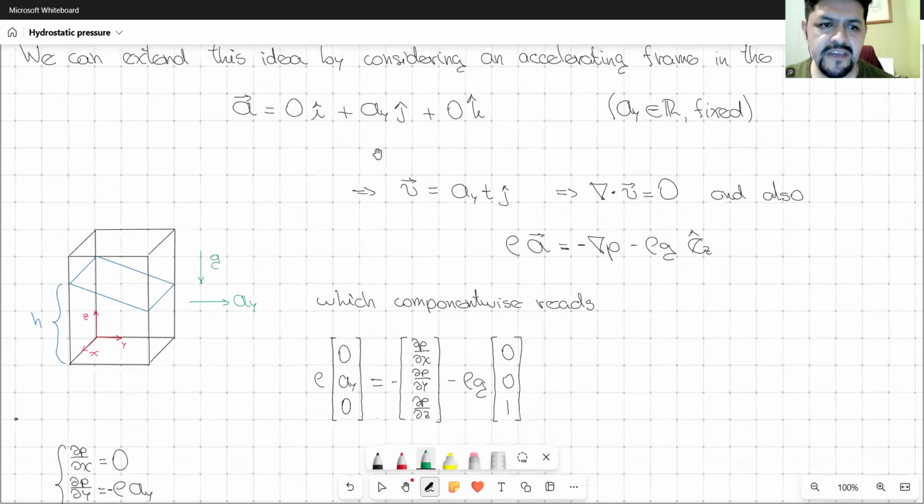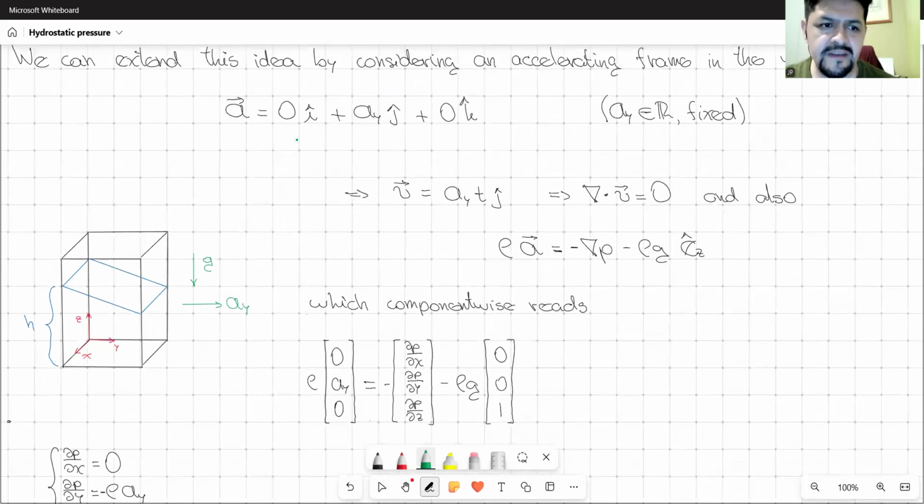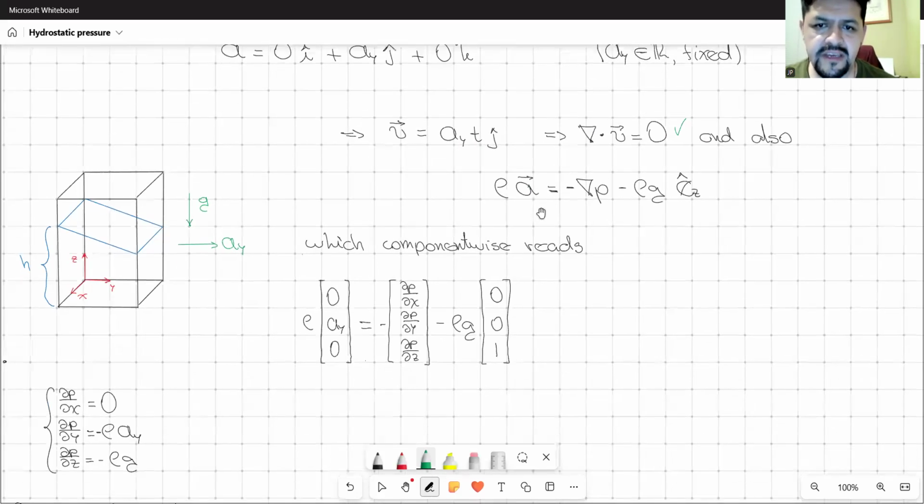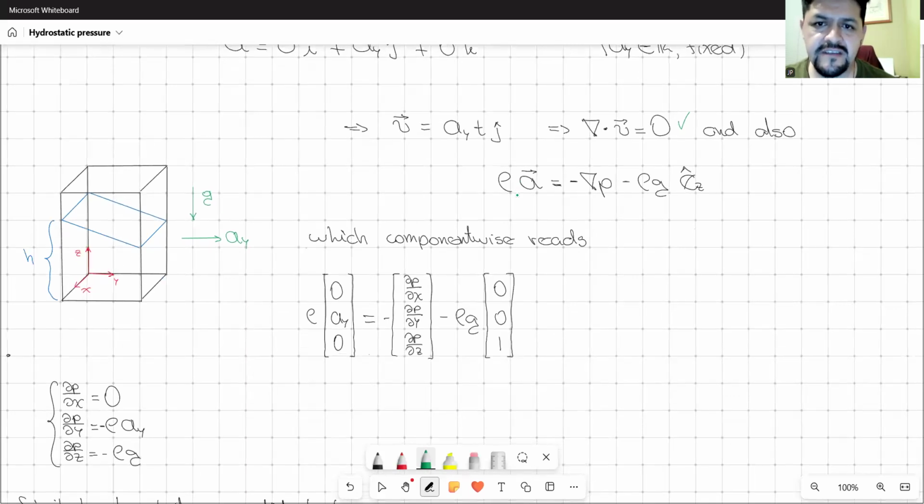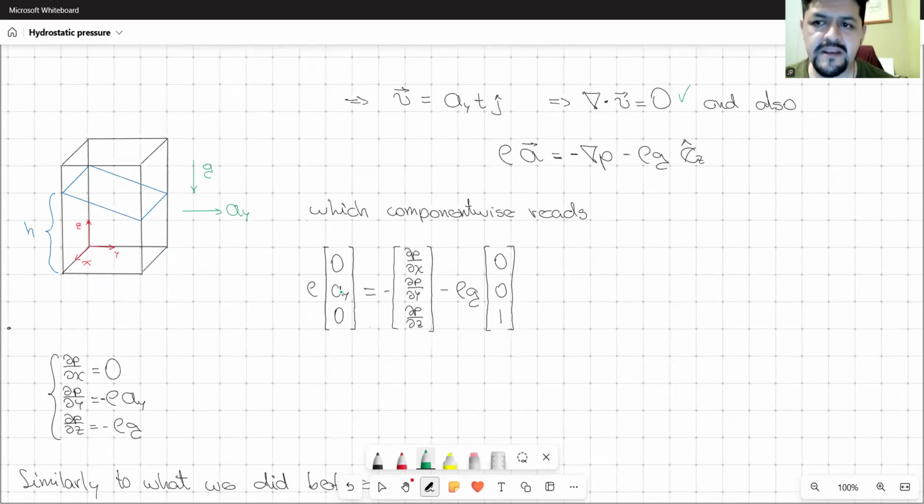If that's the case, we can integrate one time, and it's very easy to see that the velocity field of every single point inside the fluid is going to be ay times the time t in the j direction, or the y direction if we see here. It's also important to see that the divergence of v is automatically equal to 0. So this is again satisfied, and all we're left with is the first equation of the Navier-Stokes equations. Now on this occasion, the left-hand side is not 0, but we have the second component as ay.